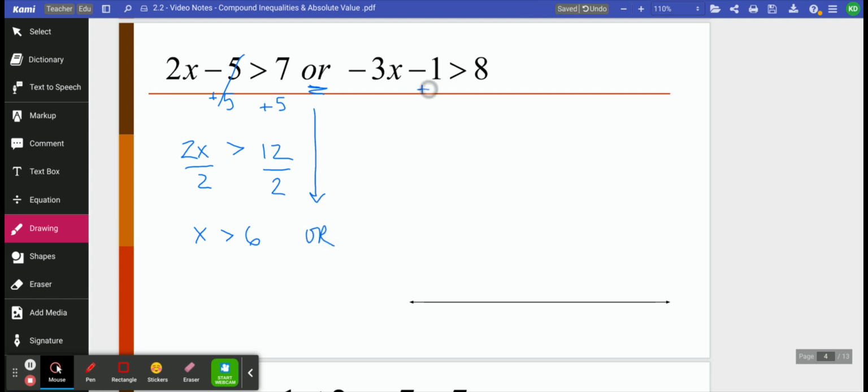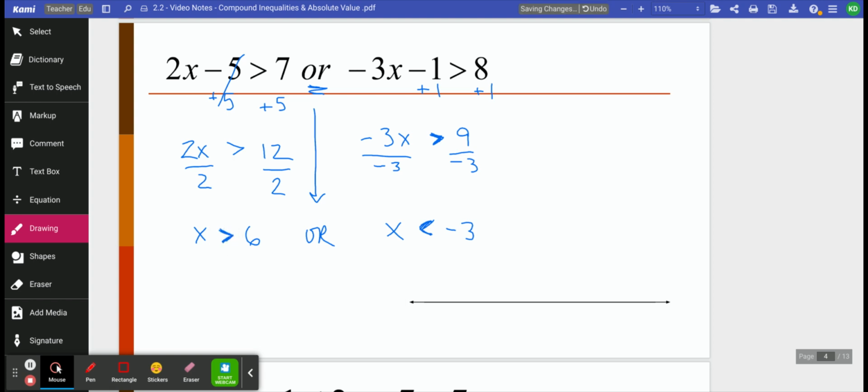Now we're going to do the same thing on the other side. I'm going to add 1 to start solving this one, and I get negative 3x is greater than 9. And my next step, I'm going to divide by negative 3, right? So remember when we do that, we're going to flip this symbol. So it's going to become x is less than negative 3. So here are my two portions, right?